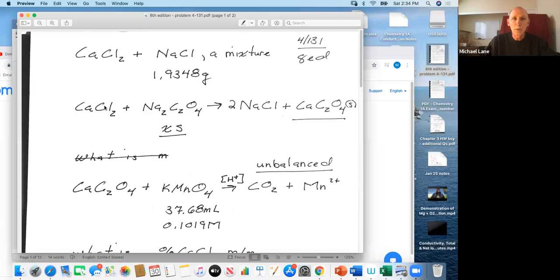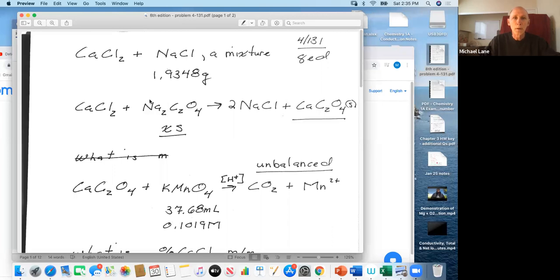The calcium chloride forms a precipitate of calcium oxalate and sodium chloride. That is, I've got my sodium here and my chloride there, so I got 2 sodium chlorides. Notably, sodium chloride does not react at all with sodium oxalate. Everything is completely soluble. Nothing forms a precipitate.